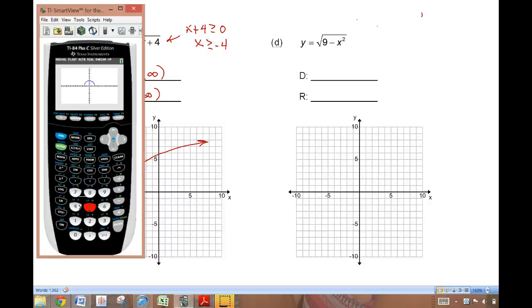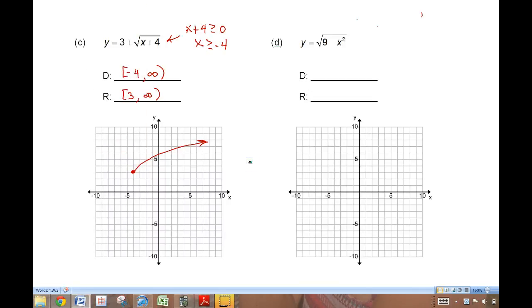Can I switch this to -x squared plus 9 so it's easier? You could do that. Well, does it make it easier? If you were going to do this algebraically, here we want to make sure this is greater than or equal to 0. So I'm going to factor it, and then you put it on a number line, like here's -3 and here's +3.